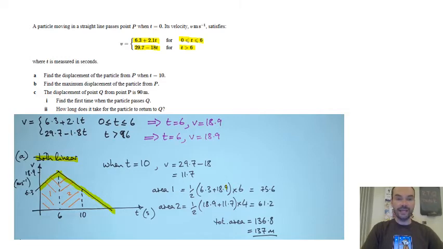When t is 10, I've worked out the area under the graph. I've worked out area 1, which is a trapezium, and I've worked out area 2, which is a trapezium. The only thing I needed was the height here, which you can get by putting 6 into either of the equations, checking they match, and then I wanted the height here. So I put t equals 10 into the second one. And that nicely gives 137 meters.